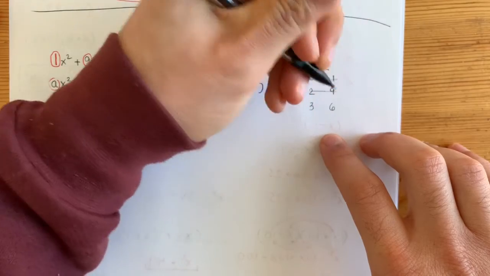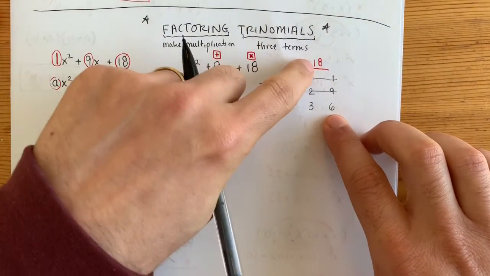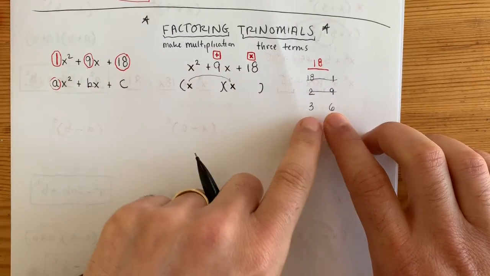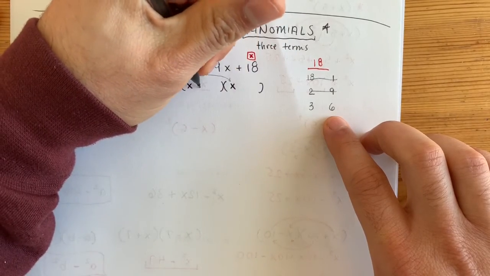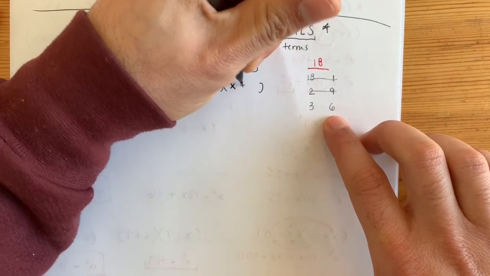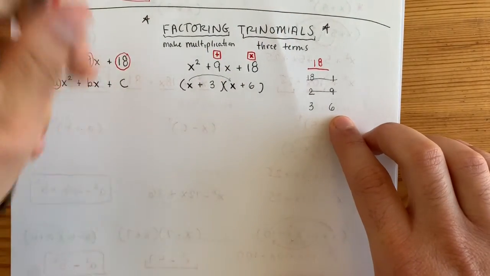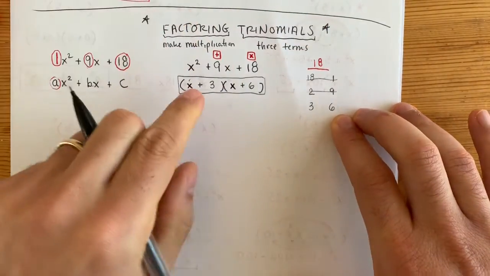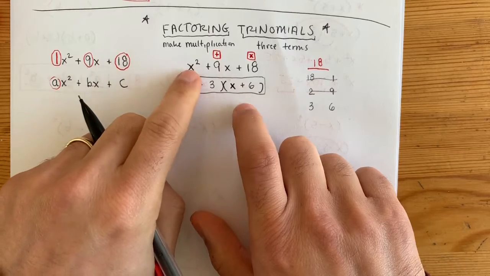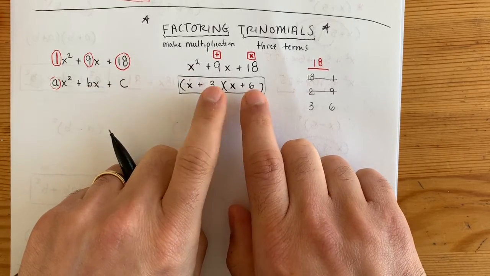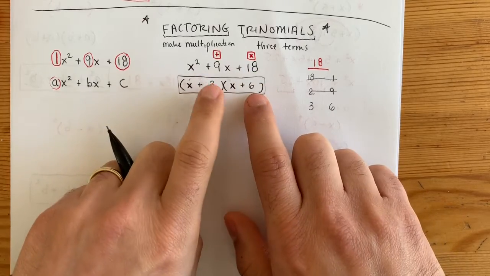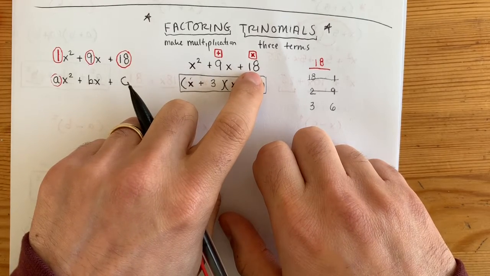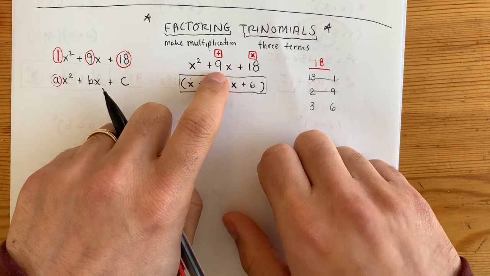3 and 6. 3 and 6 multiply to make 18, yes. Does 3 and 6 add to make 9? It does. What that means then is that these are the numbers that go in here and find the answer to the question. We've found the answer to the factored version here. So we have x and x to make the x squared, and then these two numbers have to come from multiplying to make 18, adding to make the 9. So it's multiply to make the third number, the c value, add to make the b value.